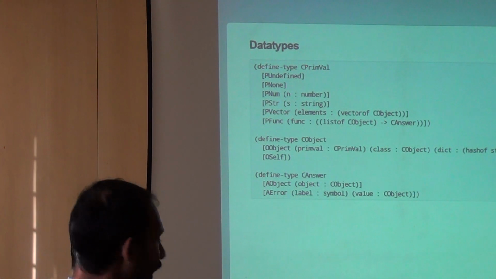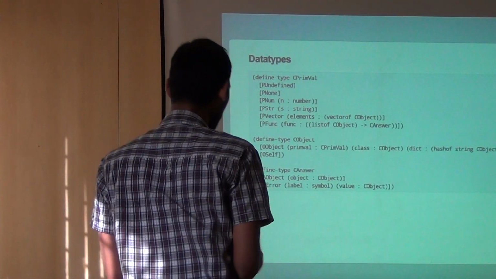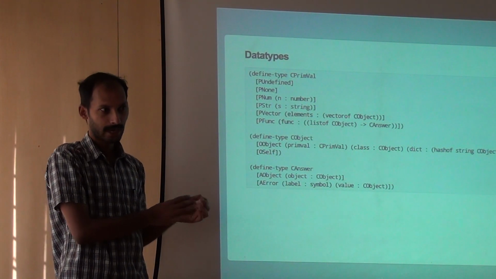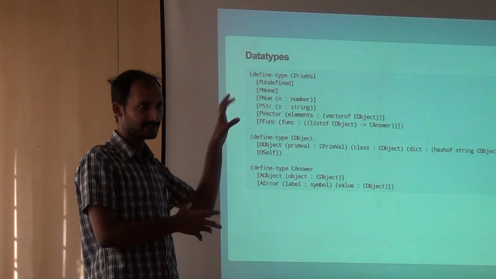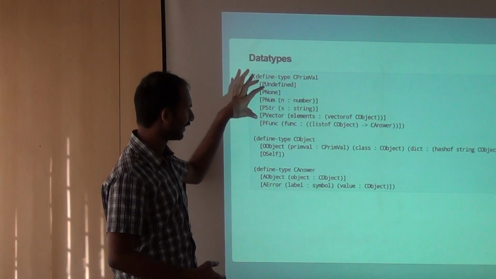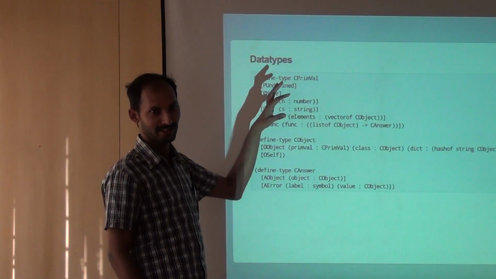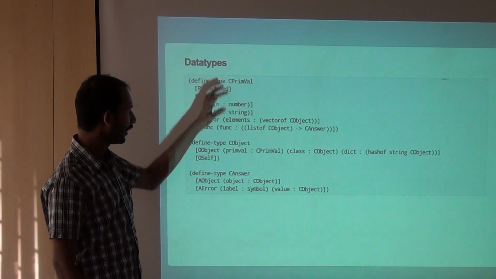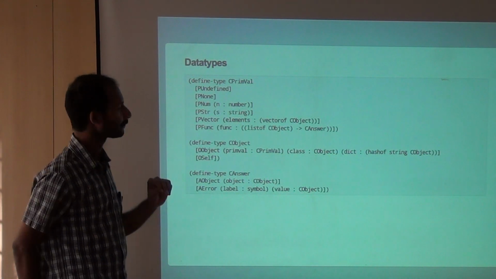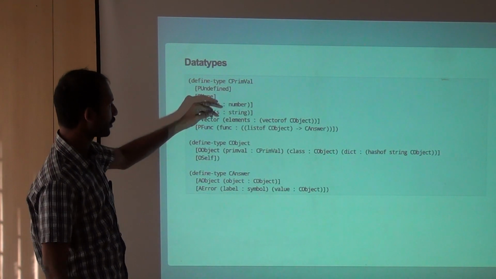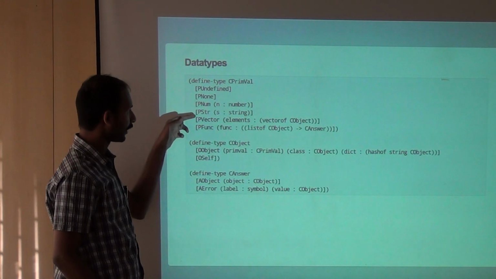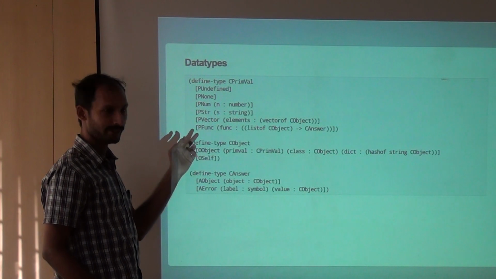These are the data types that I have in the core language. What I've shown earlier is the syntax of the core language, and that's code, and this is data. I have C print value. This is Racket syntax, but let's not get much into syntax. I have three different types: prim val, that's primitive value, object, and an answer. What's a prim val? It's the primitive types in the language: undefined, none, number, string, vector, and a function.